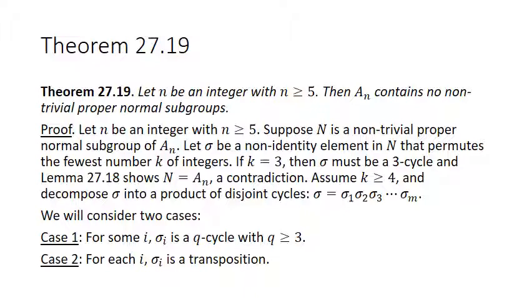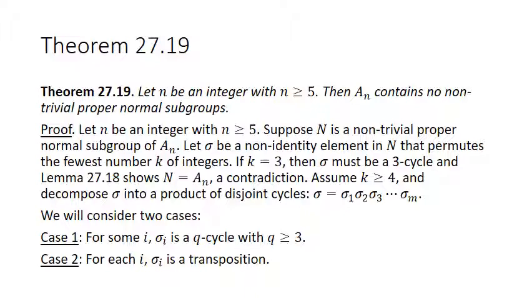So let sigma be a non-identity element in N that permutes the fewest number k of integers. So if k equals 3, then sigma must be a 3-cycle, and then Lemma 27.18 would show that capital N would equal A_n, which is a contradiction because we assumed that big N was proper. So if N is equal to the whole group, then it would not be proper. Okay, so that's a contradiction.